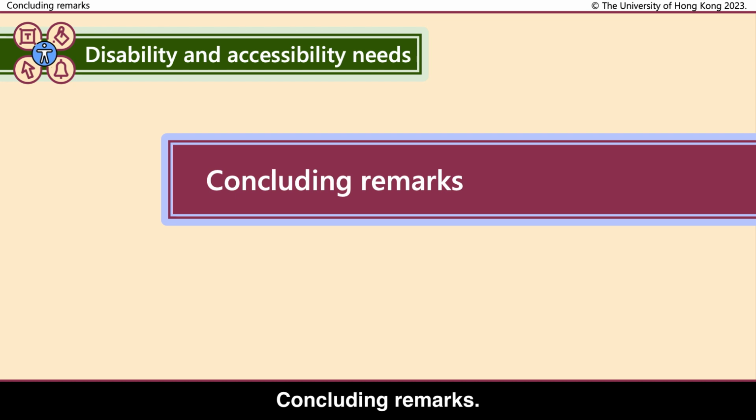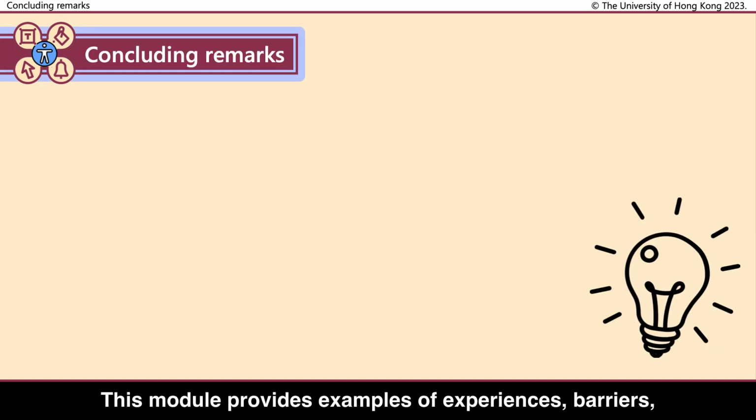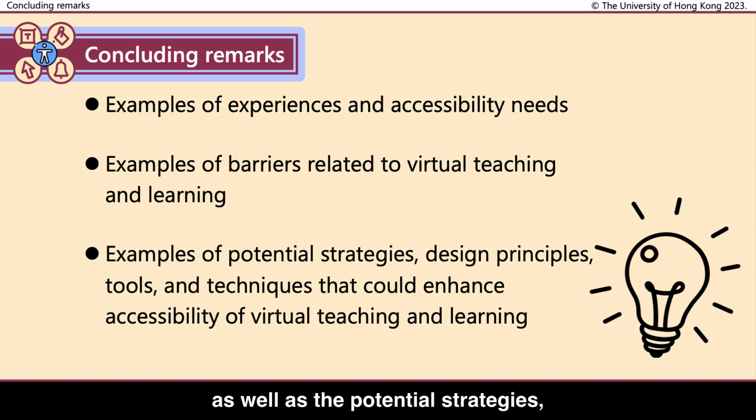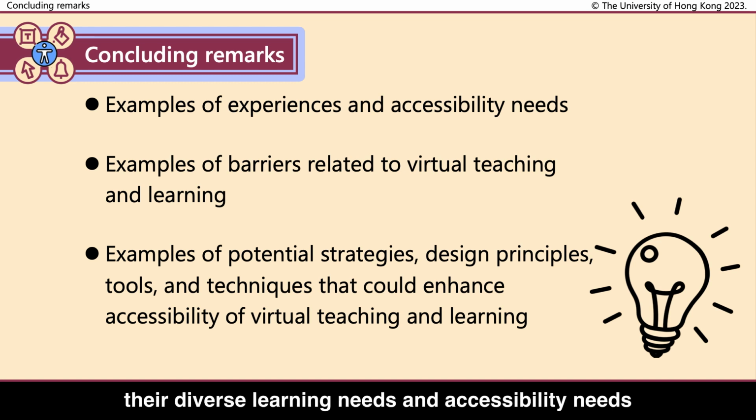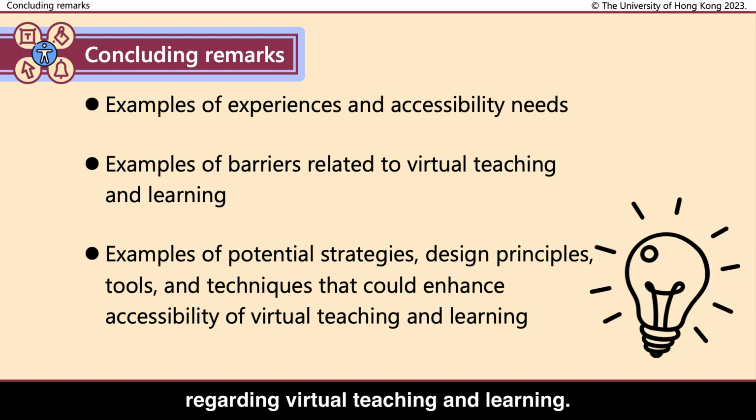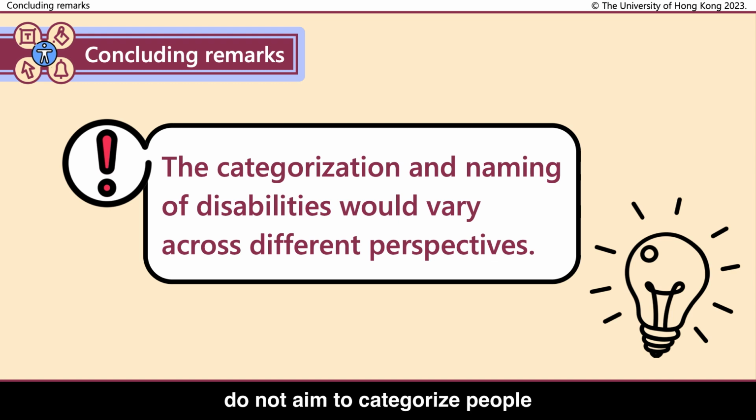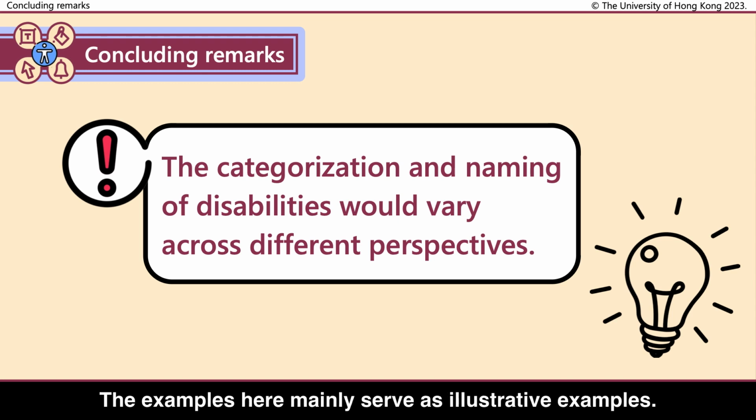Concluding remarks. This module provides examples of experiences, barriers, and accessibility needs of some people with disabilities, as well as the potential strategies, design principles, tools, and techniques that could better cater to their diverse learning needs and accessibility needs regarding virtual teaching and learning. Note that the categorization and naming of disabilities here do not aim to categorize people according to any medical conditions. The examples here mainly serve as illustrative examples.